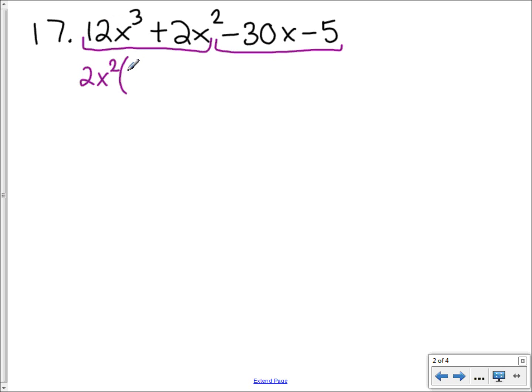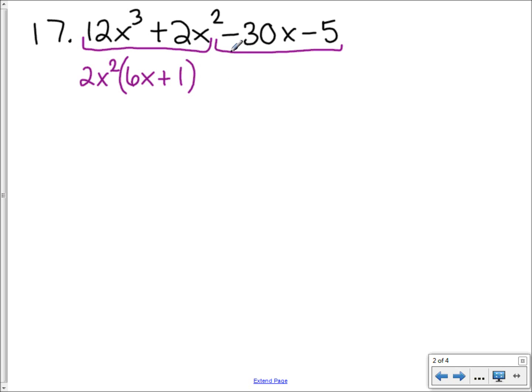12 divided by 2 is 6. I took 2 x's from these 3, so now I only have 1. And since this whole thing is equal to 2x squared, I'm just going to put a 1, because it's like dividing. 2x squared divided by 2x squared is 1.